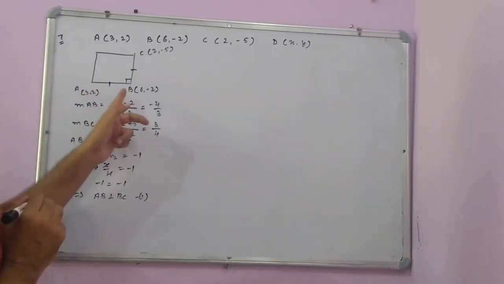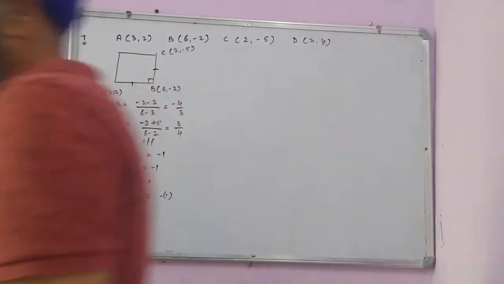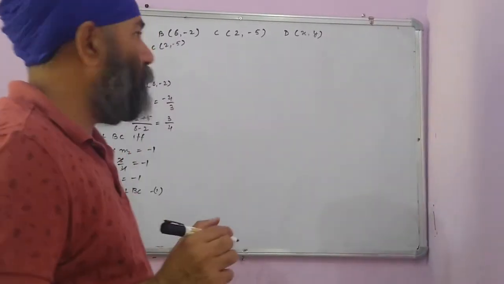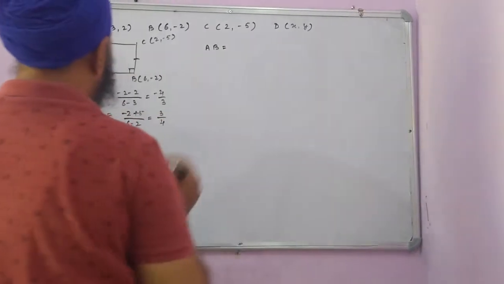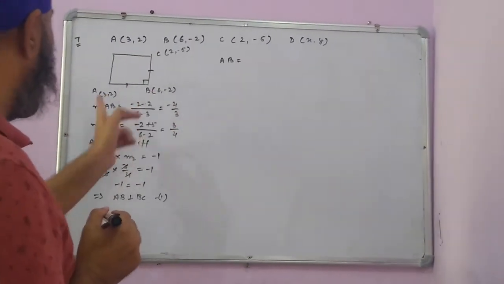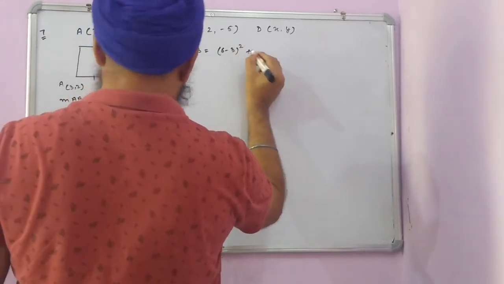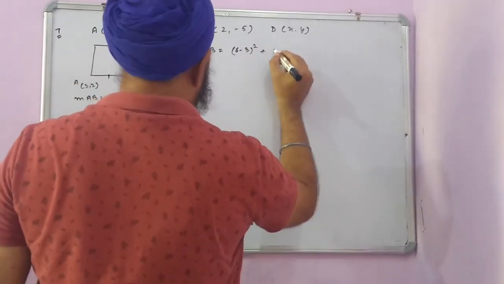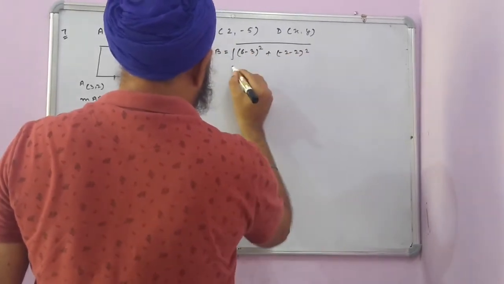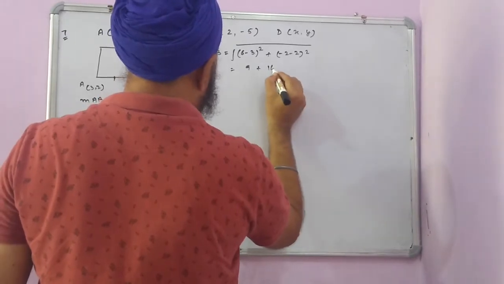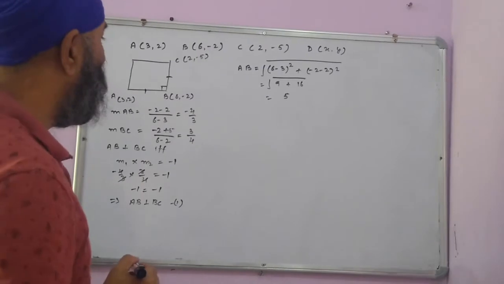Then I find whether AB is equal to BC or not. Then AB is equal to, I apply the distance formula, 6 minus 3 square, x2 minus x1 square, y2 minus y1 square, square root. It is 3 square 9, 4 square 16, 16 plus 9 is 25, root of 25 is 5.